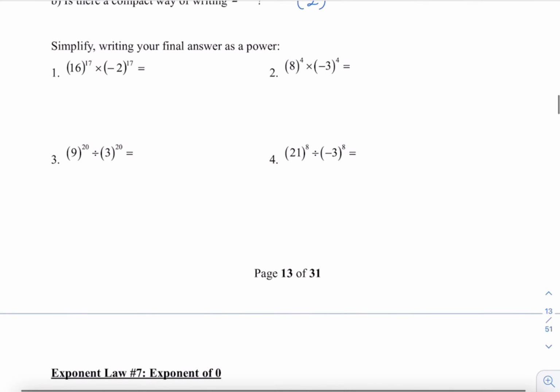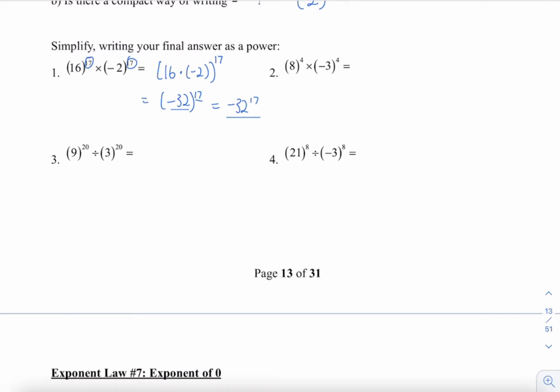So I have the same exponent and two different bases. I can multiply the bases together and raise it to the same exponent. Now, if you recall in our last lesson, we don't want to write this as a negative base. So right now I can see this as a negative base to an odd exponent. If I were to write this without any brackets, I know overall my quantity is going to be negative. So I can write it as negative 32 to the power of 17.